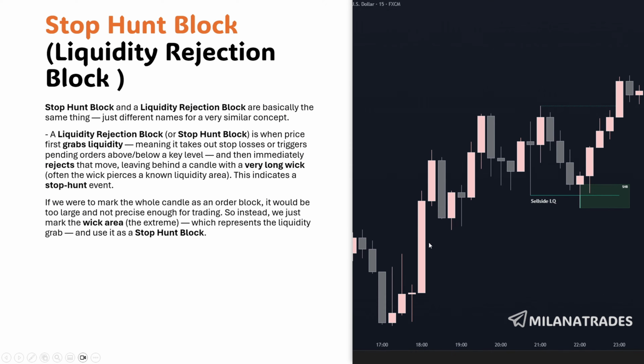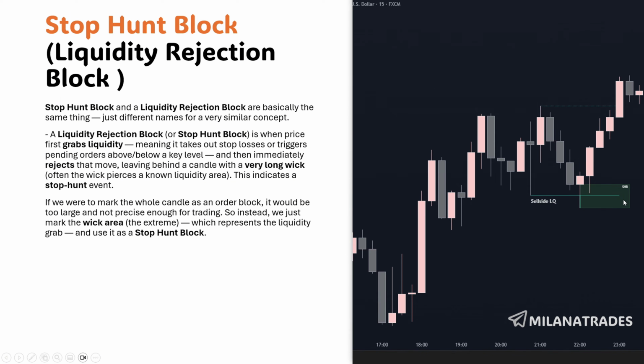Now that we understand the basics, let's look at a specific price action pattern called a stop hunt block, or liquidity rejection block. It often shows market manipulation and can give us a great trade setup. A stop hunt block and a liquidity rejection block are basically the same thing, just different names for a very similar concept. A stop hunt block is when price first grabs liquidity, meaning it takes out stop losses or triggers pending orders above or below a key level, and then immediately rejects this move, leaving behind a candle with a very long wick. This indicates a stop hunt event.